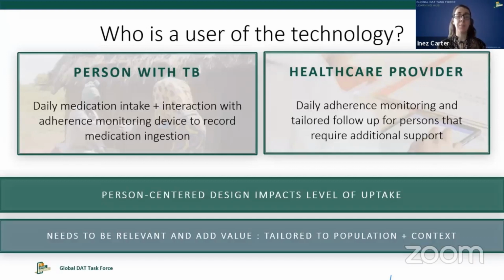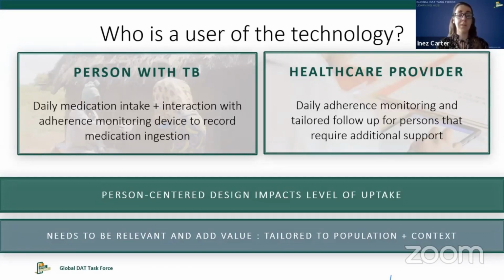And then you also have the healthcare provider on the other end, who accesses the adherence platform on a daily basis to monitor the adherence of persons under their care. And they provide additional follow-up support for people who are having a hard time maintaining optimal levels of adherence for their medication.